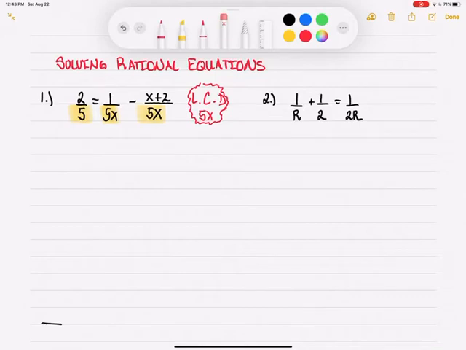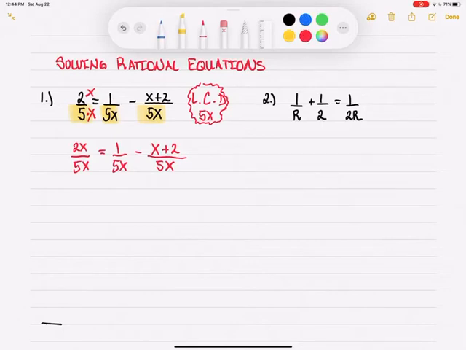So if I need to multiply this by x to get 5x, I also need to understand that whatever I do to the bottom of a fraction, I have to also do to the top. So I need to multiply 2 by x as well. Again, these pieces are not going to change because I didn't have to change the denominators. So what I have now is 2x over 5x equals 1 over 5x minus x plus 2 over 5x.